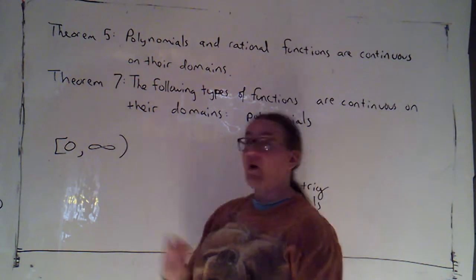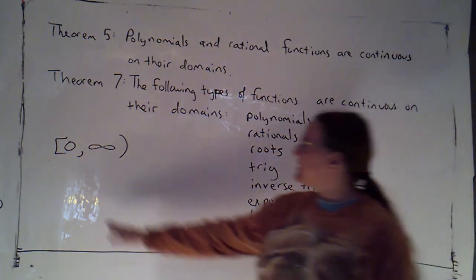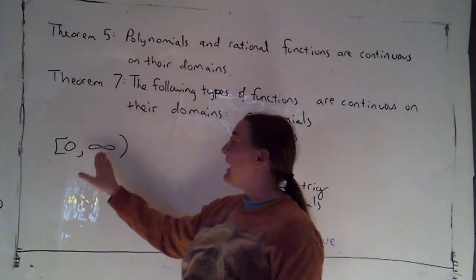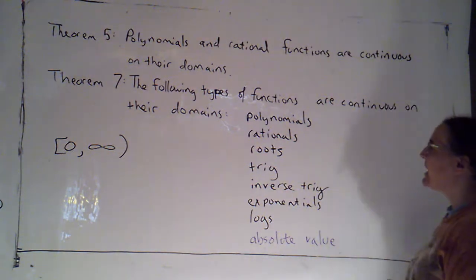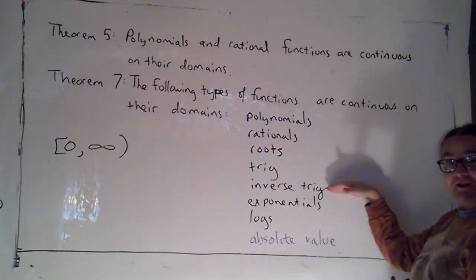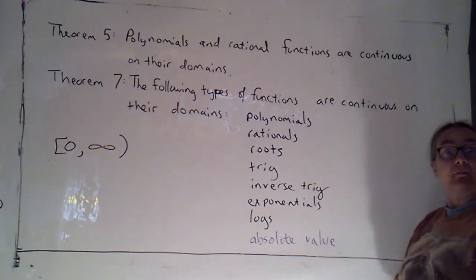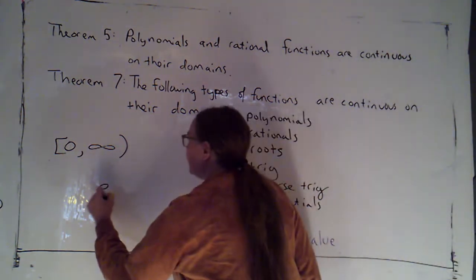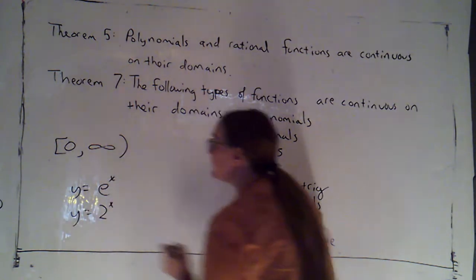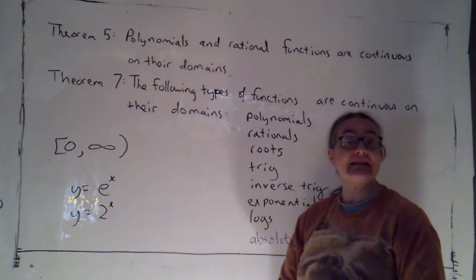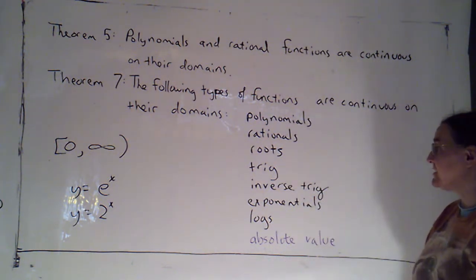So when this is our domain, which is the case for any even root, we're going to have that we're continuous from the right at 0 and continuous using two-sided limits everywhere else in the domain. Trig and inverse trig functions are continuous on their domains. Exponential functions, remember an exponential function is like y equals e to the x or y equals 2 to the x. That's when the variable is in the exponent position. And then log functions as well are continuous.